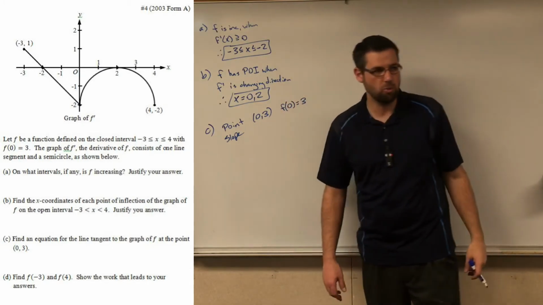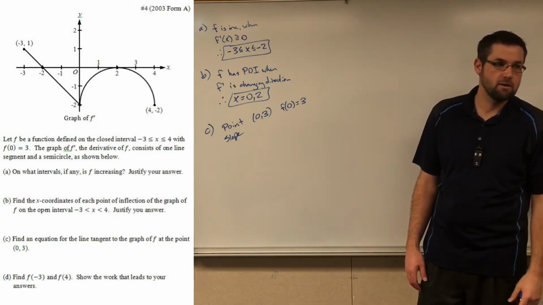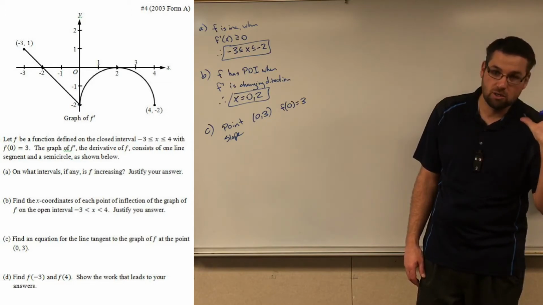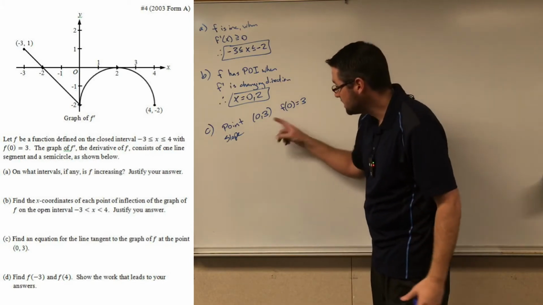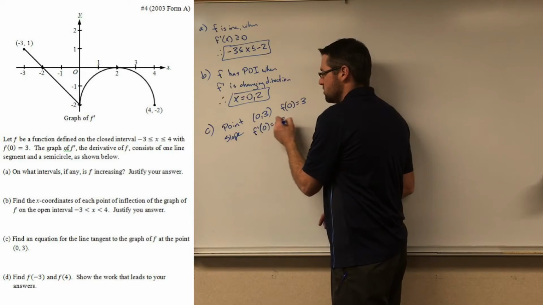How do you find the slope of a tangent line? This is the basics of all calculus. The slope of the tangent line is equal to the derivative. What is the derivative at where? 0. So we would say f prime of 0. What's f prime of 0? So what's my tangent line?